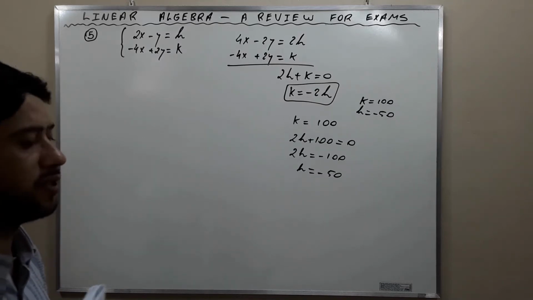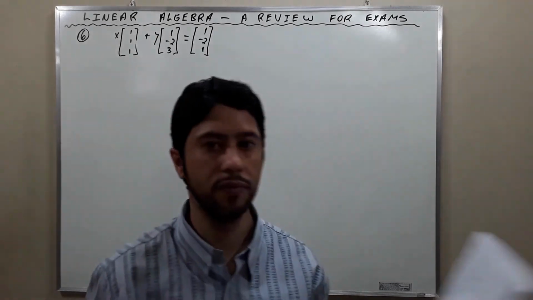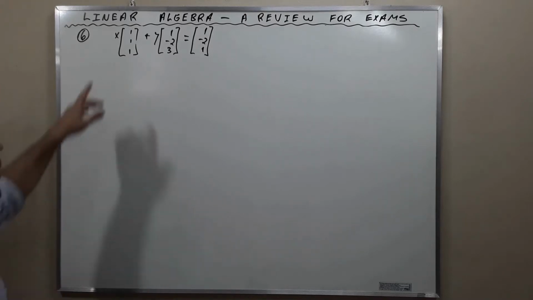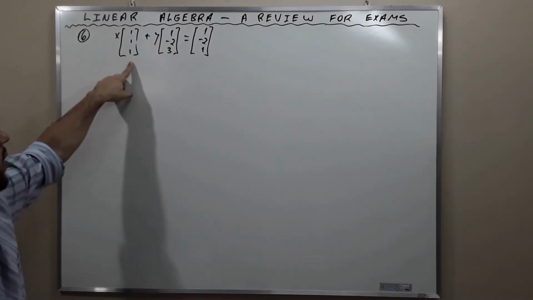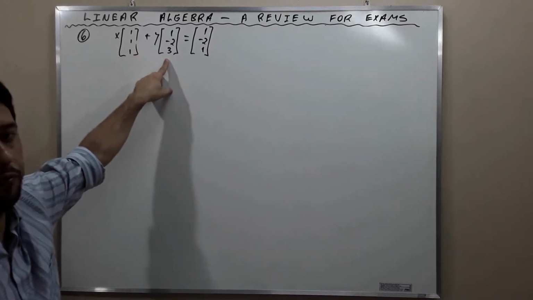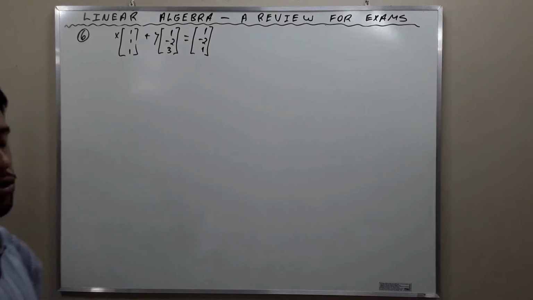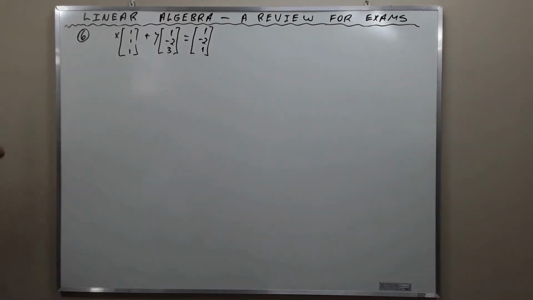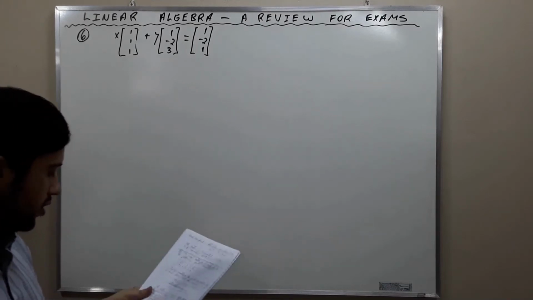Let's go to exercise number 6. Exercise number 6. Write a system of equations that represent or is similar to this vector equation. Okay, it is simple, it is easy. I have here x multiplying a vector plus y multiplying a vector, and the result is also a vector. We want to write a system of equations that is equal or similar and represents this vector equation here.